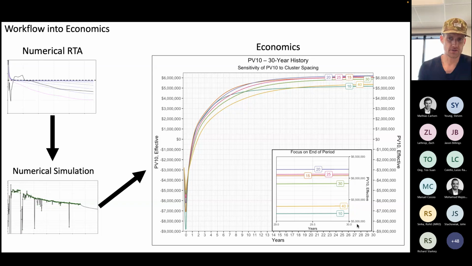This is a singular model with a flat price deck. I forget exactly what this one is, probably 65 and 3, which is completely blown out of the water now. I've run recent ones at 106 or 107, $100 per barrel and $7 gas. That does change the economic outlook. It'll certainly push this PV10 up quite a bit, and it can affect what cluster spacing is optimum given this environment. And we can run strips or really any type of price deck that we want to do. And we tend to do that.